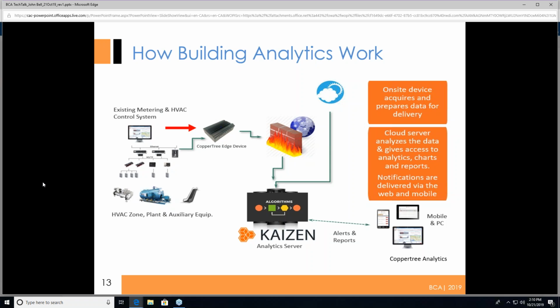Analytics picks up that information, those trend logs, and those TLs are of course sent through their firewall out to the cloud, analyzed, right? And then back, of course, to the energy manager or the owner who's looking at that data, who has a vested interest in looking at it. So the on-site device requires that information so that, of course, it can be delivered to the dashboard, right?